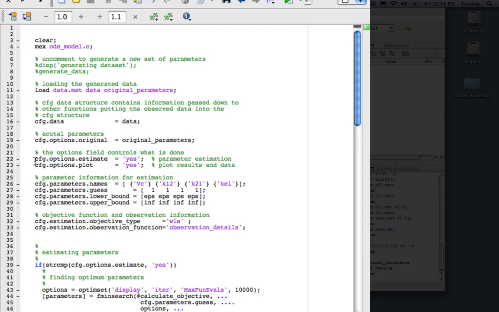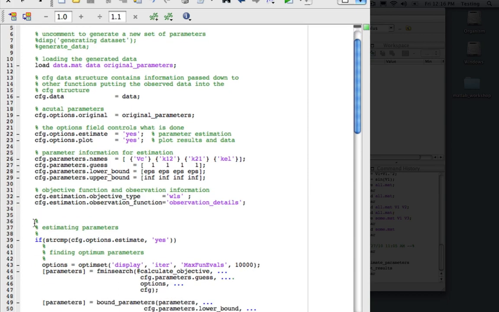Next, I'm going to set these two options to yes. So I'm saying that I want to run the estimation, and I also want to run the plotting. Then I define the parameters fields. We have the names, the initial guess, the lower bound, and the upper bound. Then I have to fill out the estimation fields of CFG. So I tell it the objective type, and I tell it the observation function.